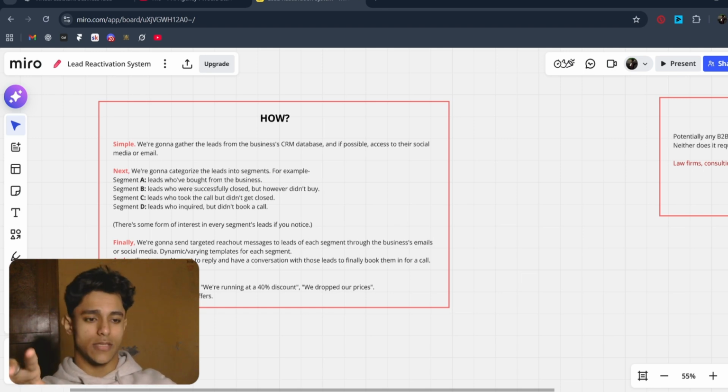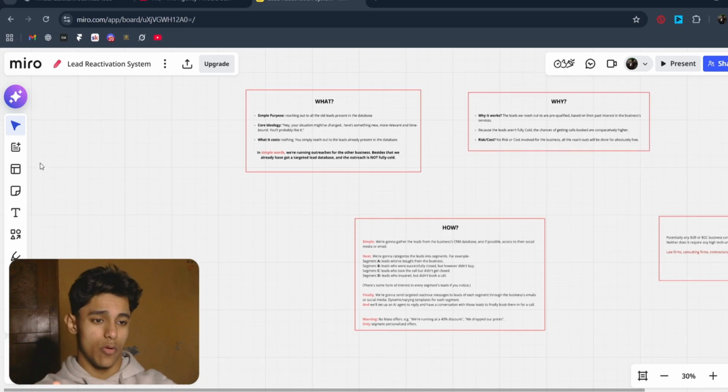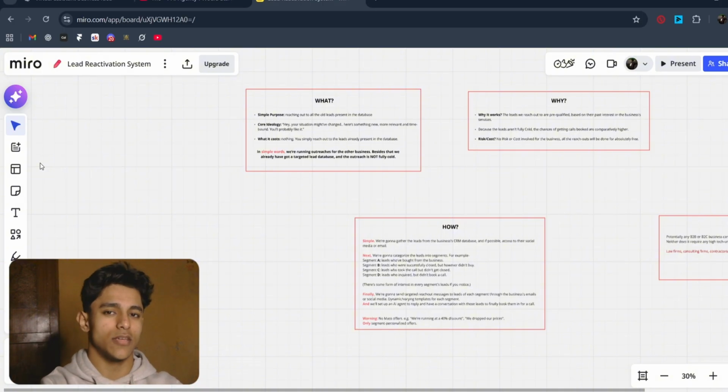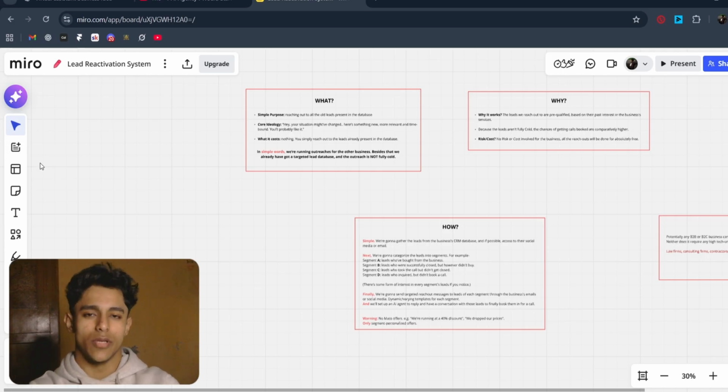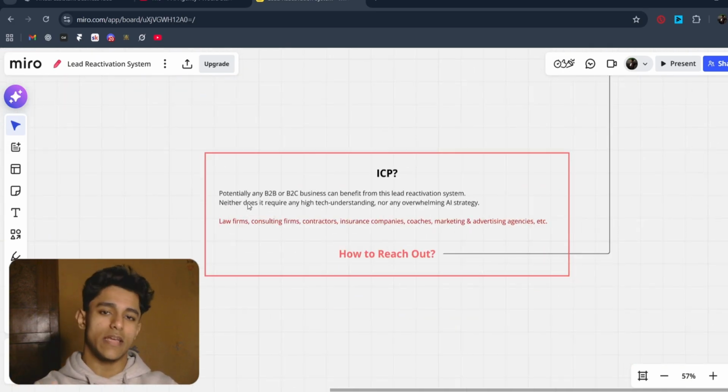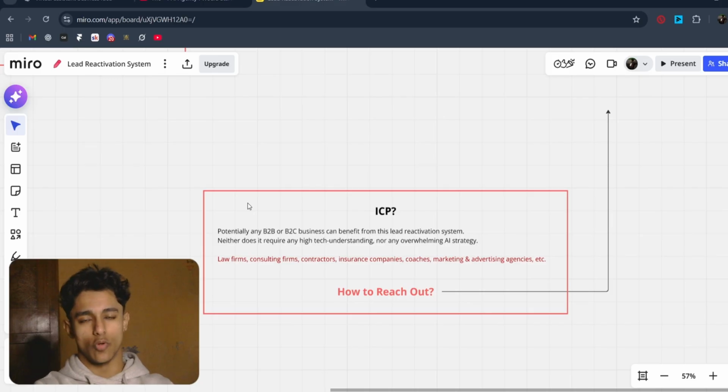So now that we've discussed what, why, and how: what is this business or what is this system, why does the system work, and how will the system work, or how are we supposed to create such a system, or how is this system going to function? Now that we've discussed all three of these points, finally we're going to jump to the ICP, which is, in agency language, the ideal client profile.